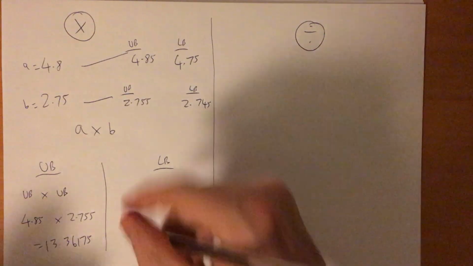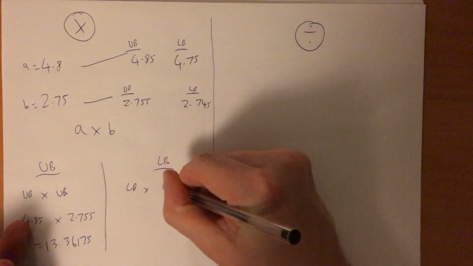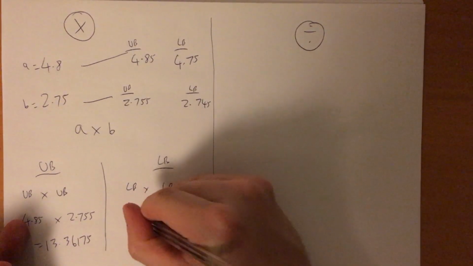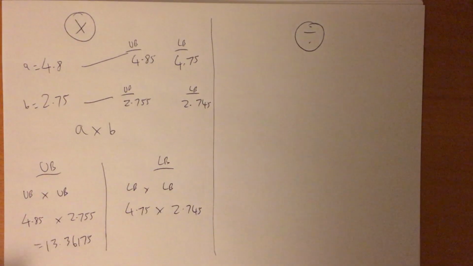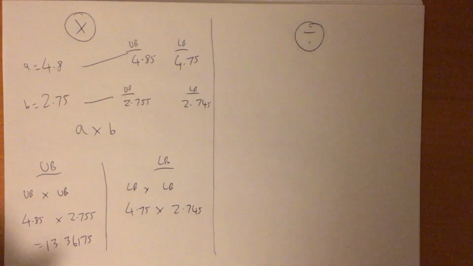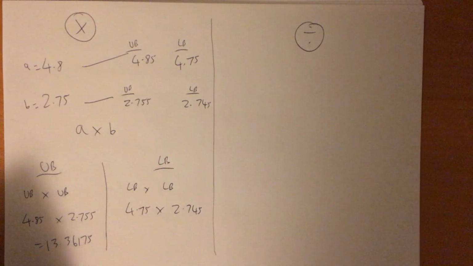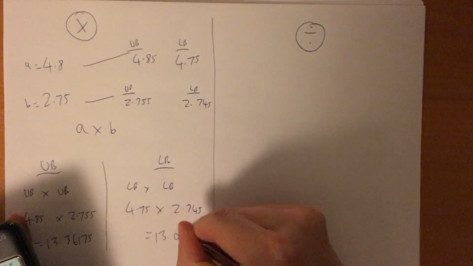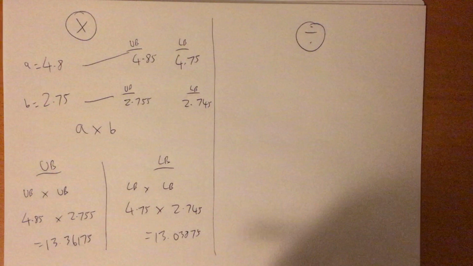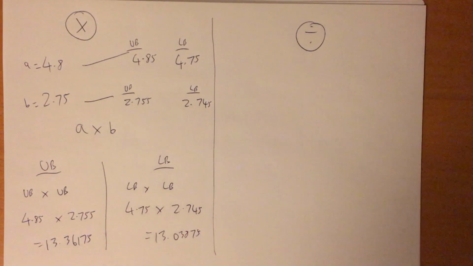The lower bound, you want the two smallest answers you can get, obviously. So therefore, we want the lower bound times the lower bound, which is 4.75 times by 2.745. So 4.75 times 2.745 is 13.03875. And as you can see, that's a smaller answer than that, obviously.